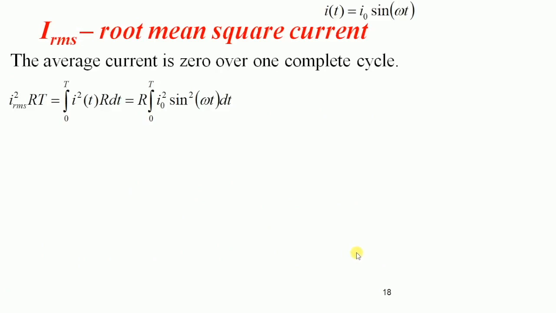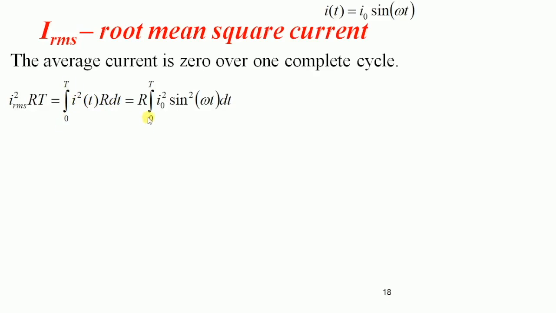Now root mean square value. Here we are having I square RMS into R into capital T. So here we are doing calculation for one complete cycle. So I square R is the power delivered. So IRMS we are going to define from this. This is equal to the instantaneous value of current square. This current is function of time. That current square into R dt over one complete cycle.